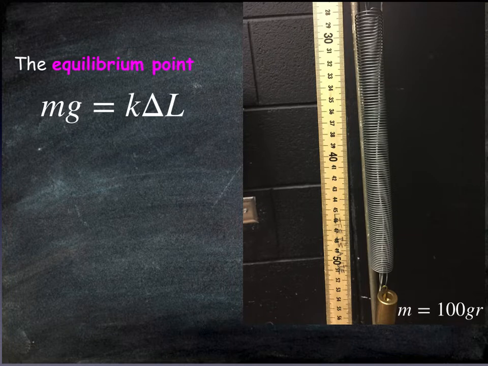Now let's hang our 100 grams mass from the spring. The spring now stretches to a new length. The difference between the natural length and this new length will be called delta L. This is the so-called equilibrium point. The equation displayed here, mg, that is the weight, equals k, the spring constant, times delta L, provides essential clues for the rest of this experiment.